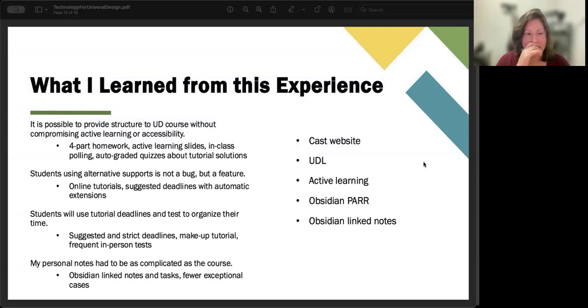This is a summary of some of the stuff I talked about. Second point, students use alternative supports. That's not necessarily a bug, but a feature. A lot of times I think, oh, but they didn't do the intended thing, but they got support, so maybe that's the point. Students will use tutorial deadlines and test deadlines to organize their time. If I only have 2 strict deadlines, tutorials each week and tests every 4 weeks, that's what they organize their studying around. So I didn't have a huge problem with having all the deadlines ultimately be at the end of the course, because they were suggested deadlines, and they use those tests to reinforce them.